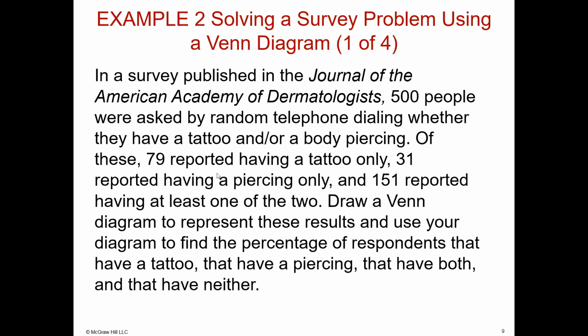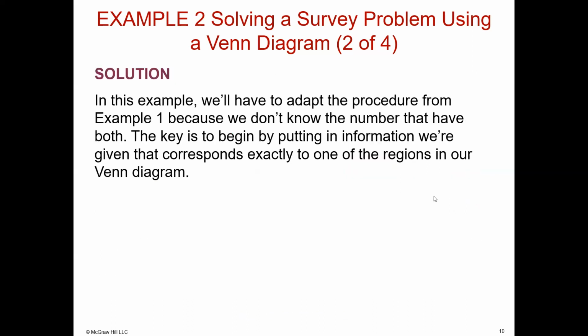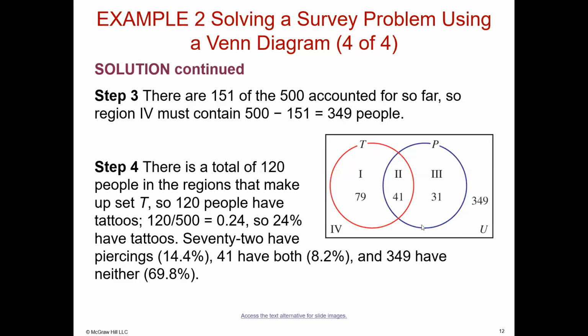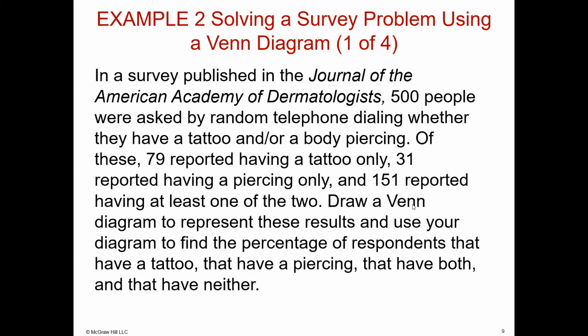Now we continue to work backwards through the word problem. Now it says 79 reported having only a tattoo. So in what region does 79 go? Region 1, having only a tattoo. All right. So now we've got regions 1, 3, and 4 populated.